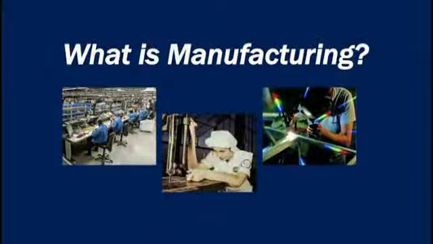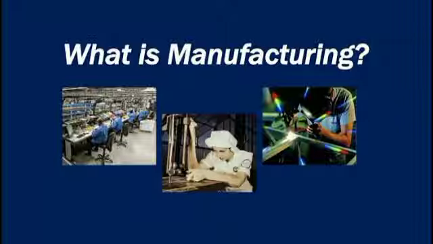So, to begin with the lesson, first we have to understand two terms. What is manufacturing and what is an industry? So, what is manufacturing? The process of raw materials being converted into finished products is called manufacturing.